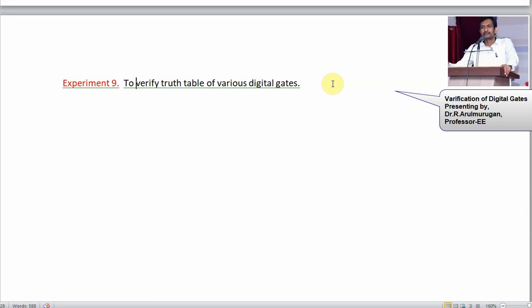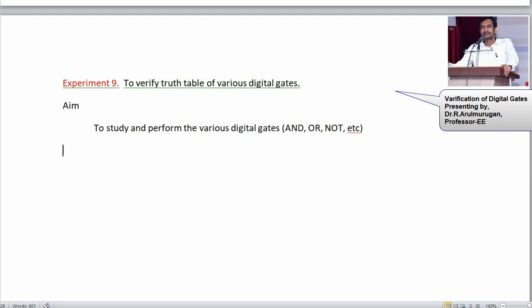So the gate table is called the truth table. You are going to verify the truth tables on the various digital gates. So, the aim of the experiment. What is the aim? The aim is to study and perform the various digital gates. In brackets you will mention AND gate, OR gate, NOT gate, etc.